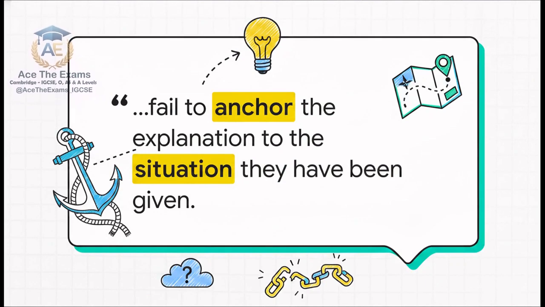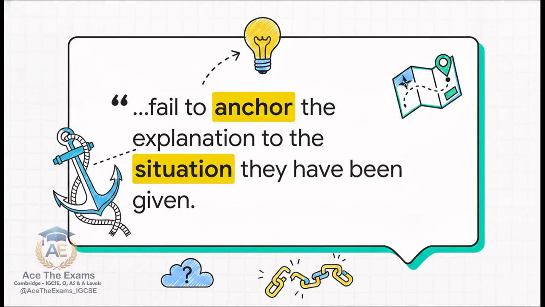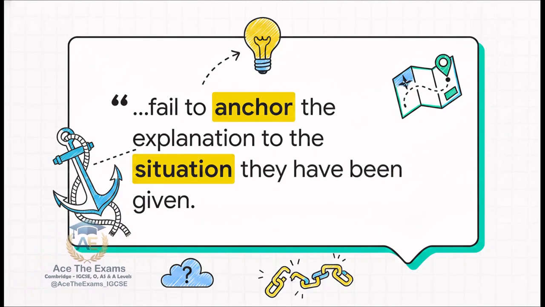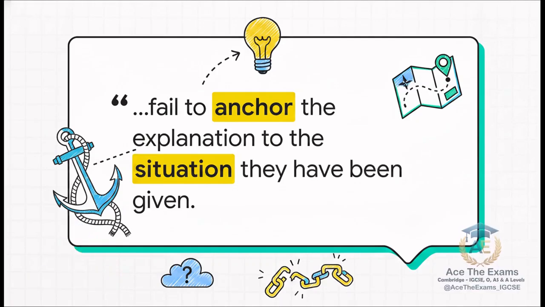Listen to this direct quote from the source material. Students frequently know the theory but lose marks because they failed to anchor the explanation to the situation they have been given. That's the trap right there. Just listing undeveloped points or naming a concept out of nowhere gets you 0. If you define a technology without explaining its practical consequence for the user or the organization in that specific scenario, you are just leaving guaranteed marks on the table.